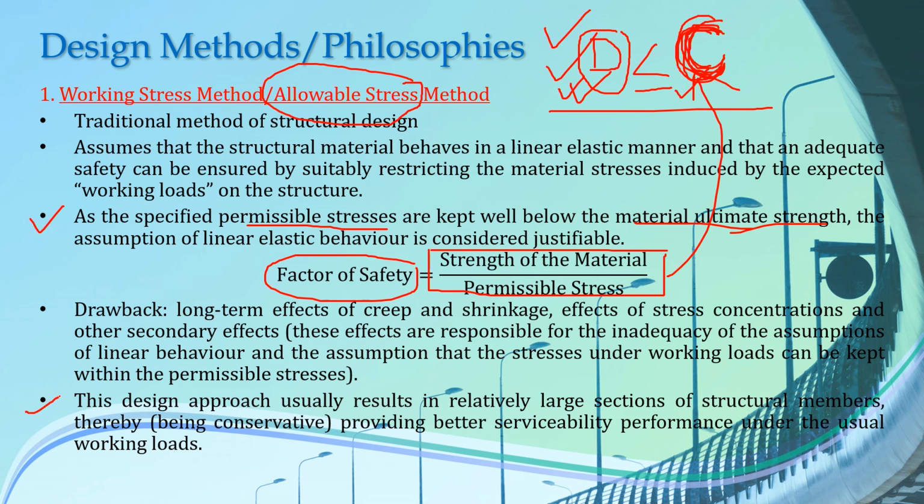So this design approach, the working stress method, results in relatively large sections of cross-sectional members, or large sections of structural members. That means larger width, larger depth, and thus this method provides us a conservative design. Although it is conservative, because we have used large sections, our serviceability performance under the working loads is usually better. So this is about the working stress method.